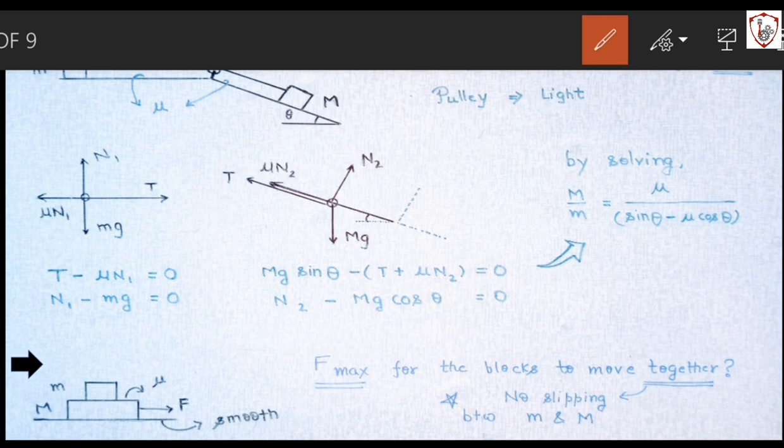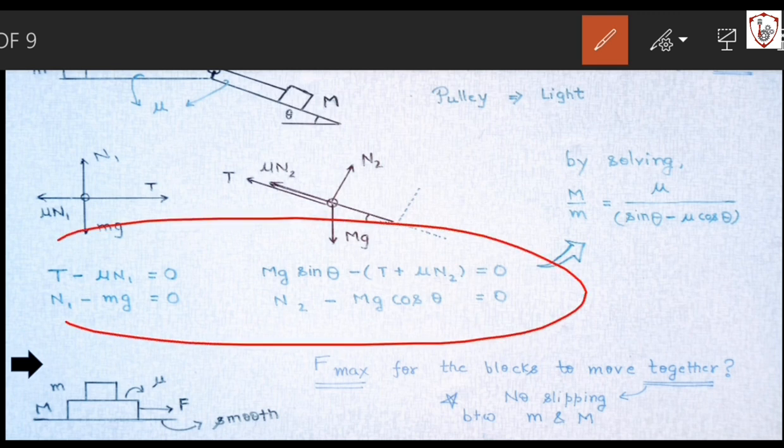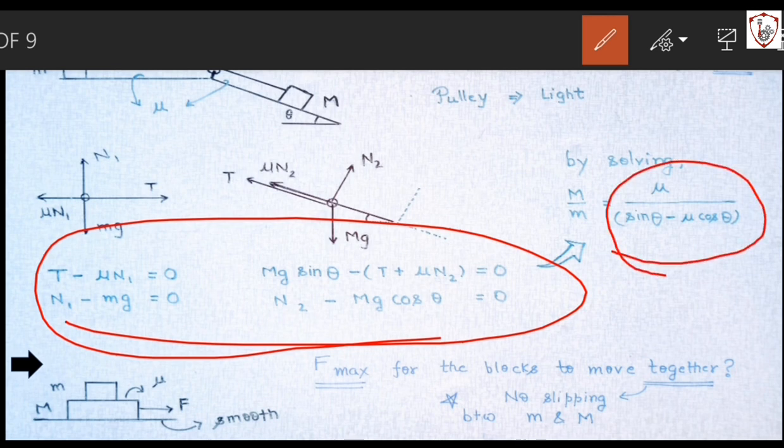You know the value of the friction force, mu n1 and mu n2, you have already applied in the equation here. You can solve these equations and find out the value of capital M by M. That will become mu divided by sine theta minus mu cos theta. So this will be the maximum value of capital M by M for which there would be no slipping, or it is about to move. Correct? You will be able to do it now.